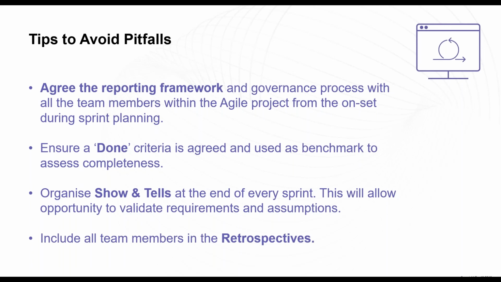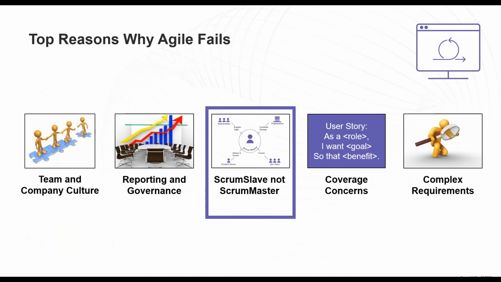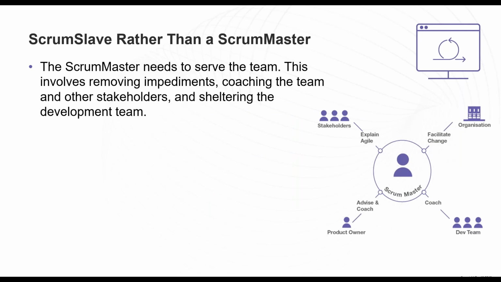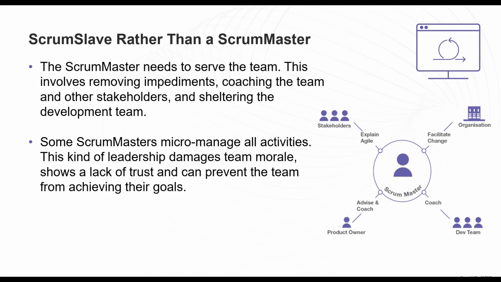Our third challenge revolves around the concept of Scrum slave rather than Scrum Master. The whole role of the Scrum Master, as said at the start, is to serve the team. That involves removing impediments, coaching them on the Agile way of working, and also removing any of the noise or challenges that the team would feel or experience from stakeholders, and effectively sheltering that dev team. On some projects, we see that Scrum Masters can be micromanagers of all activities, but that type of leadership damages team morale and shows a lack of trust that can prevent the team from achieving their goals.